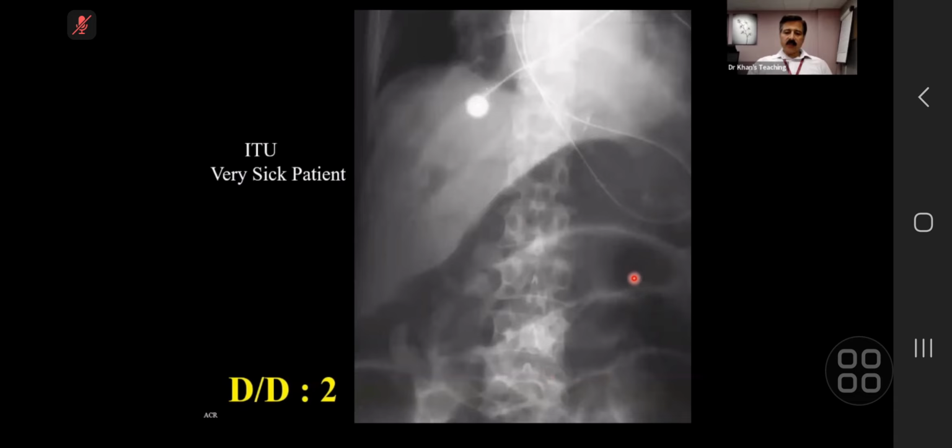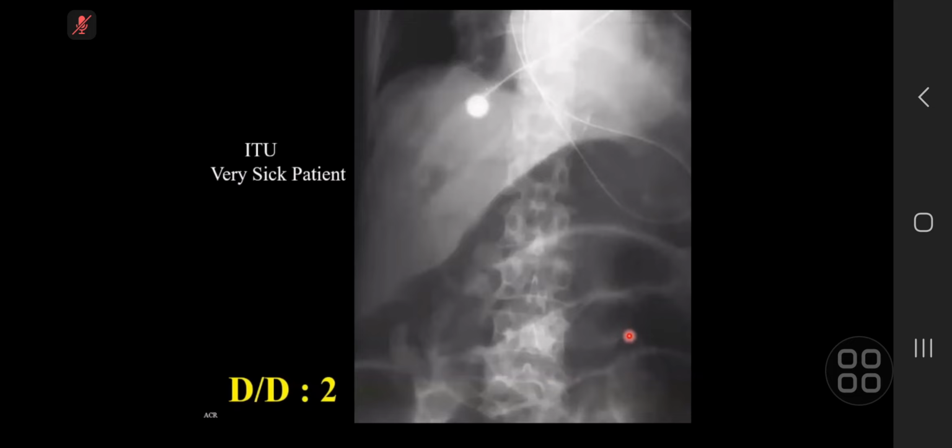See anything here? I can describe this film. It's an abdominal film showing dilated loops of bowel with gas in the wall of the bowel, pneumatosis, and then probably gas in the portal venous system. The conclusion is ischemic bowel with portal venous gas. Excellent. Thank you.